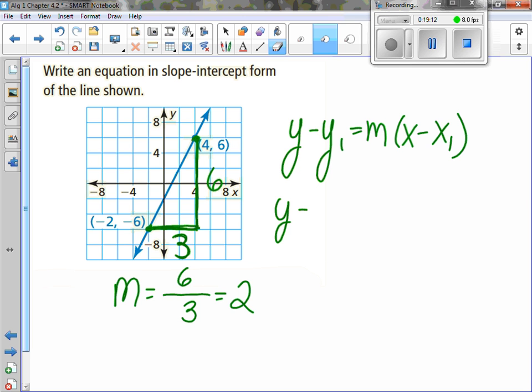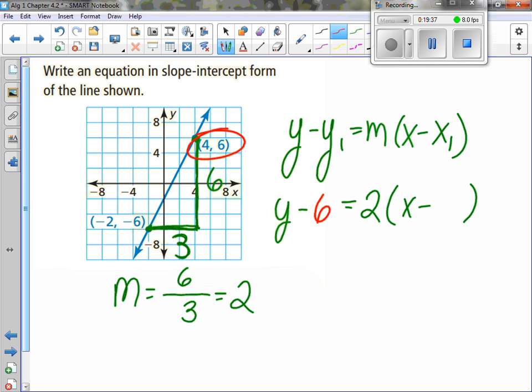Y minus. So I can plug in 2 for my slope. Now, what point are we going to use? 4, 6. We can use 4, 6. It doesn't matter which point we use. Either one will work. So what would be my y1 value? It would be 6, the y value of that point. And the x value would be 4. Any questions on any of this here?